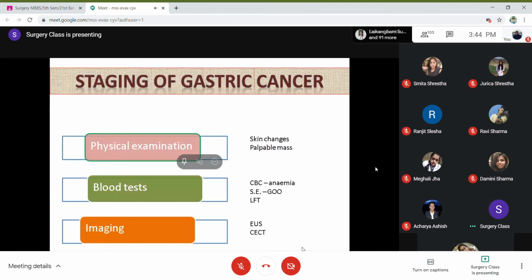Staging of gastric cancer is done by physical examination, blood tests, and imaging. Imaging gives the proper staging of gastric cancer. Imaging means you can do a contrast enhanced CT scan, CECT. Contrast enhanced CT scan is used as the imaging modality of choice for staging stomach cancer. And nowadays there is something known as EUS, endoscopic ultrasound.